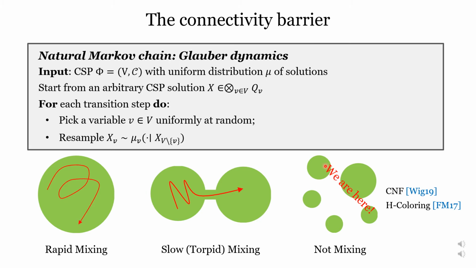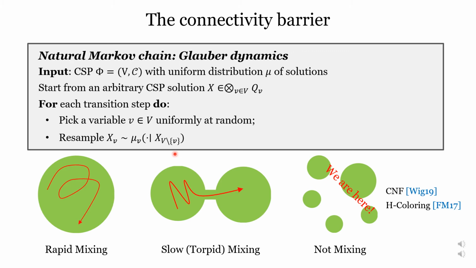A powerful method for sampling the solutions of CSP is the Markov chain. Global dynamics is a kind of natural Markov chain. Given an instance of CSP with uniform distribution mu of solutions, global dynamics starts from an arbitrary CSP solution X. For each transition step, it picks a variable v uniformly at random, and resamples the assignment of v, x_v, according to the conditional distribution of mu, conditional on the assignment of the other vertices.